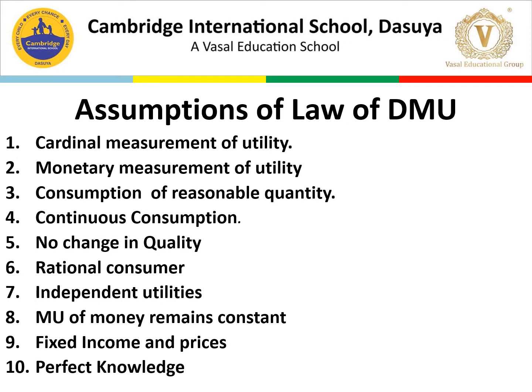So we should consume all the units of Amul only. We should not think of changing the quality of the product. So this is the fifth assumption. Now, next is rational consumer.